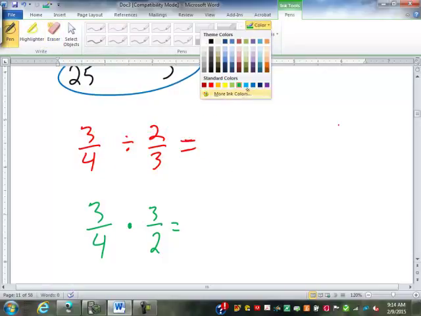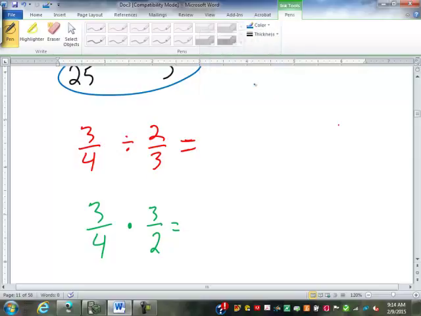Instead of dividing, you multiply by the reciprocal. So instead of dividing by 2/3, you multiply by 3/2. So now you have 3 times 3. You can't cross cancel because you're dividing, not multiplying. Once you've changed it to multiplication, then you can cross cancel, but right now, 3 times 3 is 9. 4 times 2 is 8. So 9/8 or 1 1/8.